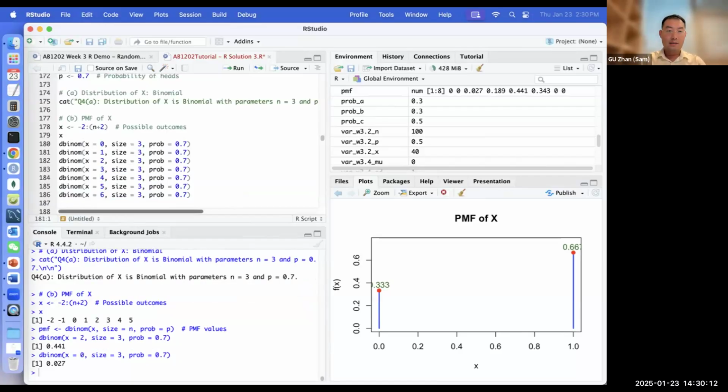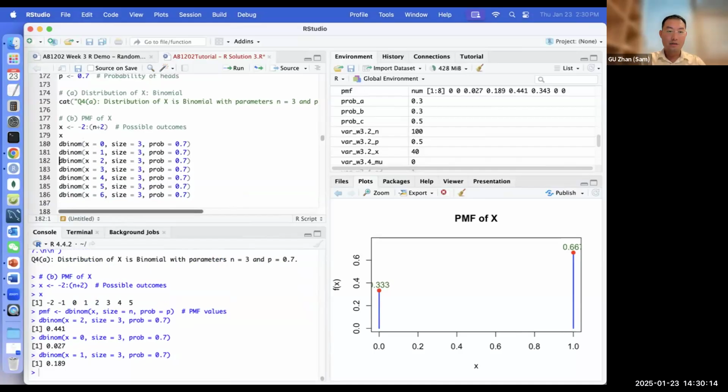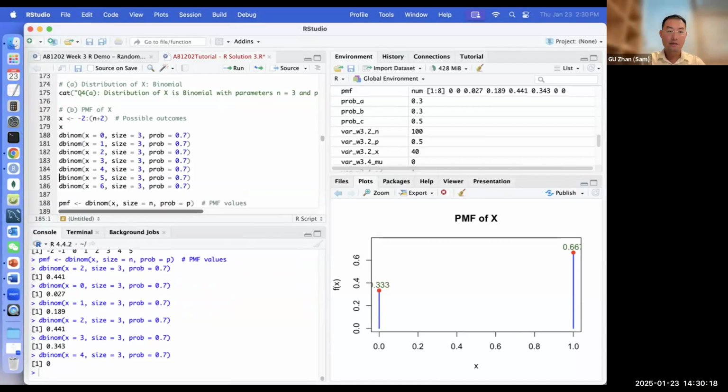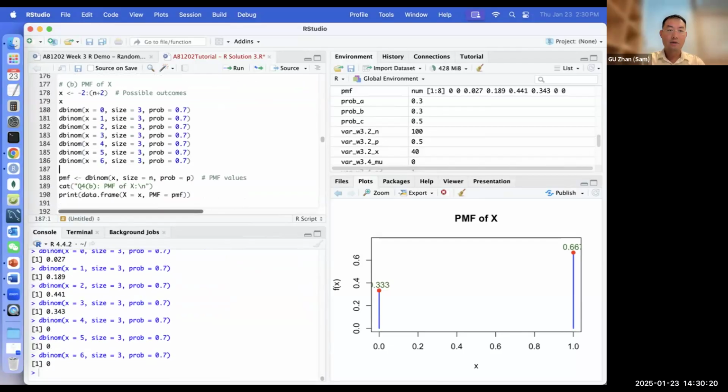So 0 heads has a probability, 1 has a probability, 2, 3, 4, 5, 6. Why are 4, 5, 6 all 0? It's because you only do 3 times. Out of these 3 times, if all are heads, the maximum you can get is 3 heads. So if you get 4, 5, or 6 heads, it's impossible.